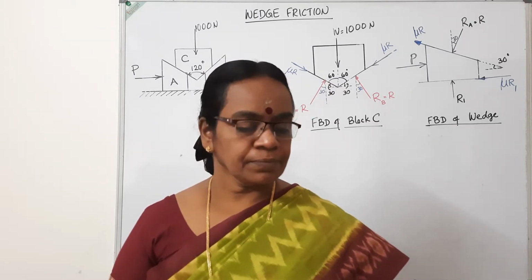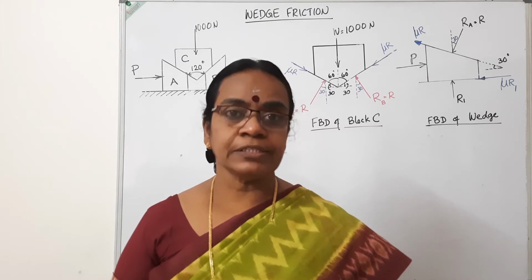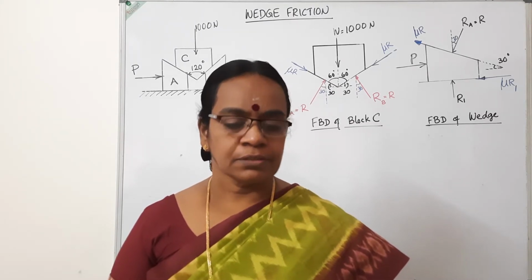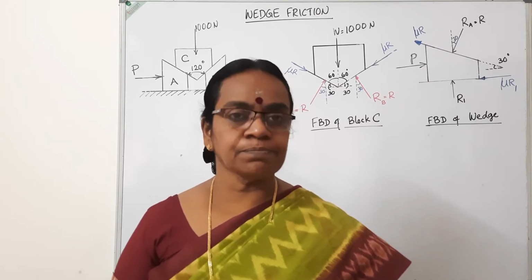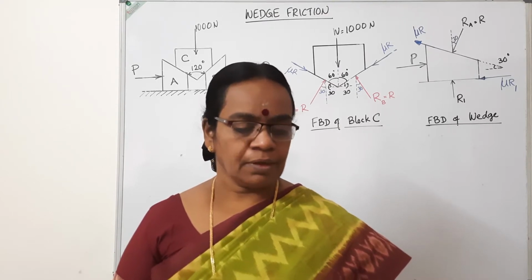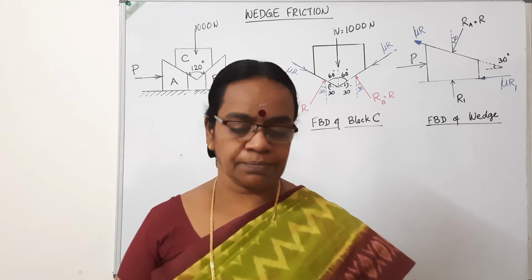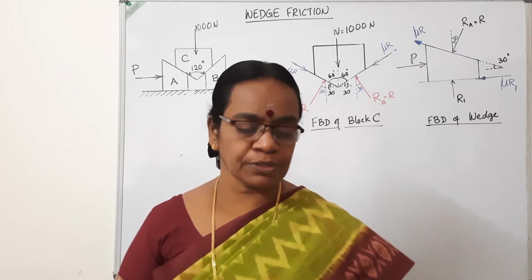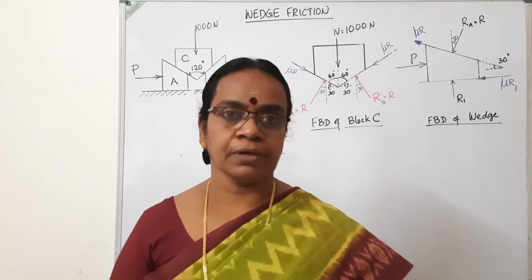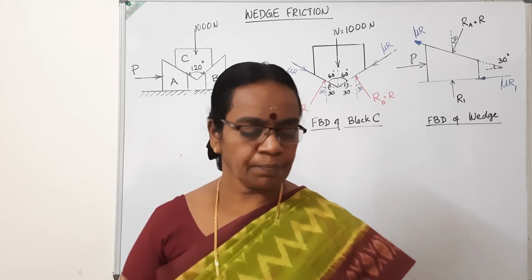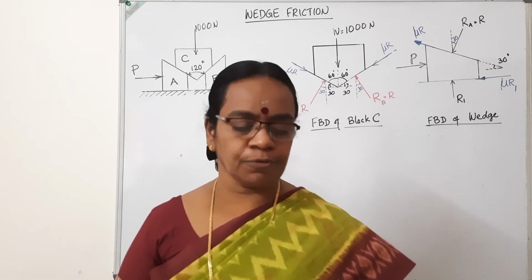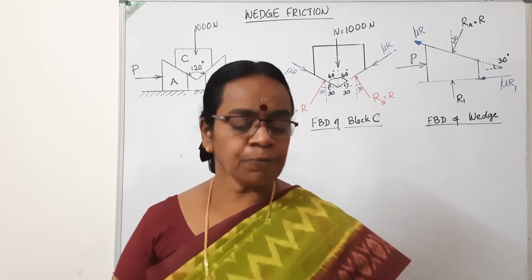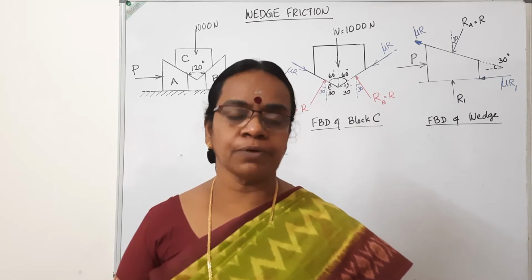Referring to the figure, two wedges A and B are used to raise another block C weighing 1000 Newton as shown in the figure. Assuming coefficient of friction 0.25 for all the surfaces, determine the value of P for impending upwards motion of block C.